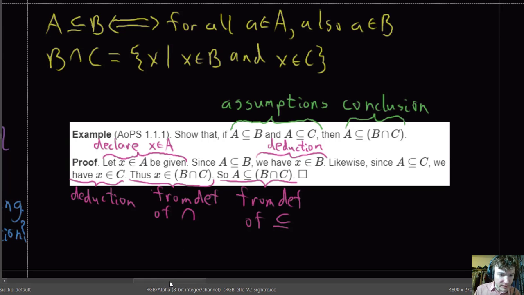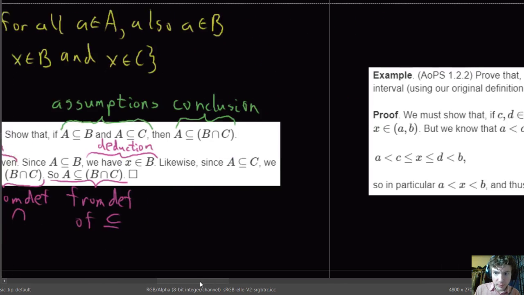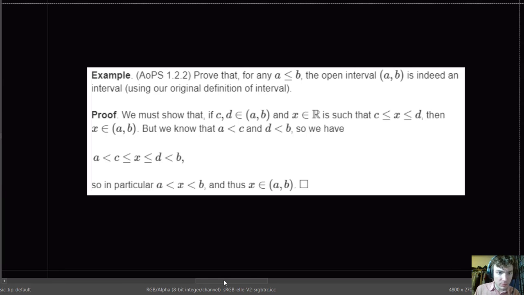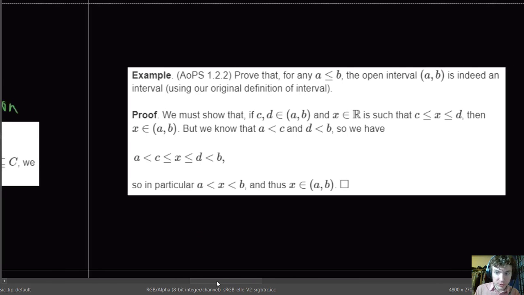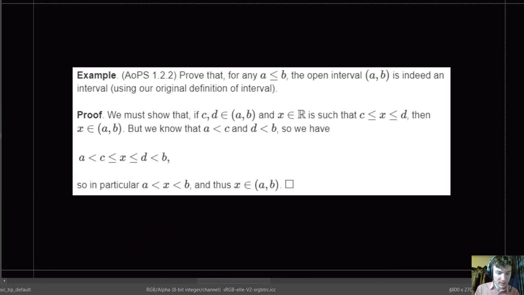Let's continue with some of the Art of Problem Solving example questions. So this is problem 1.2.2 in AoPS. It asks us to prove that for any a less than or equal to b, where a and b are real numbers, the open interval a to b is indeed an interval.